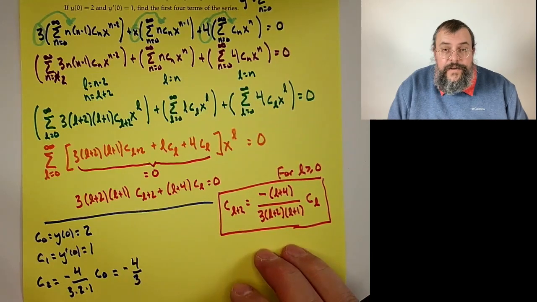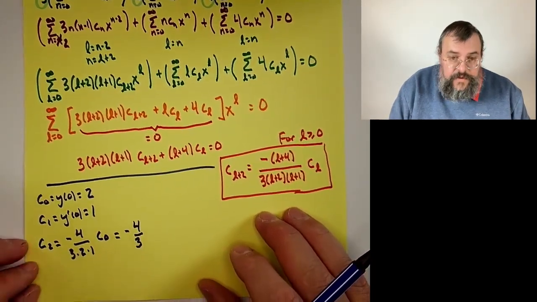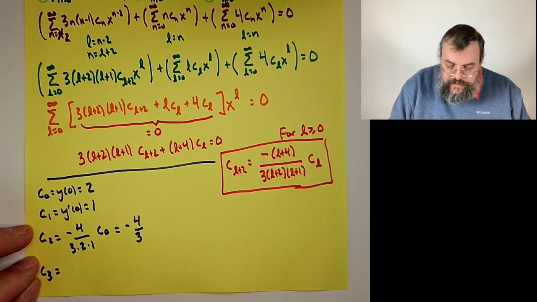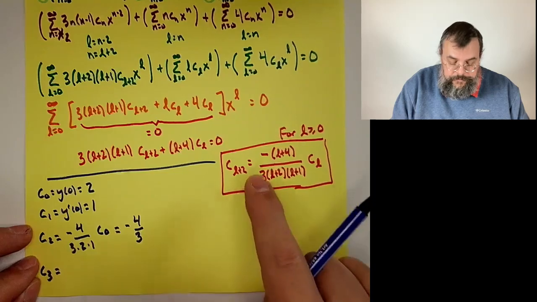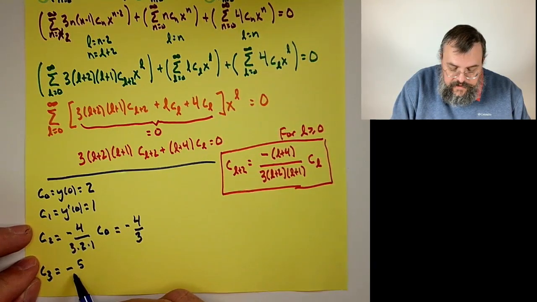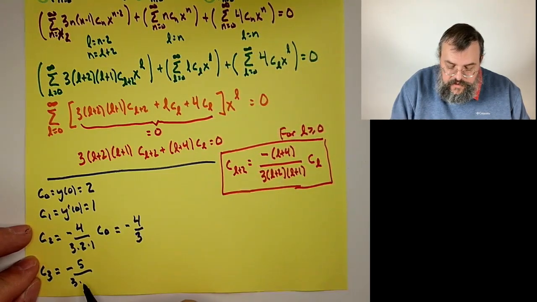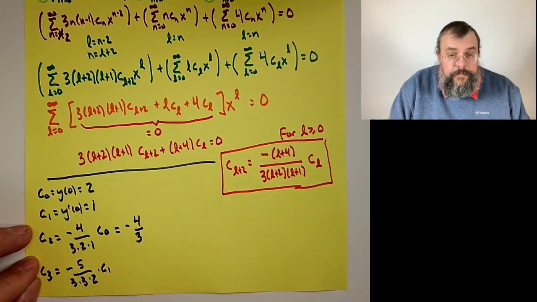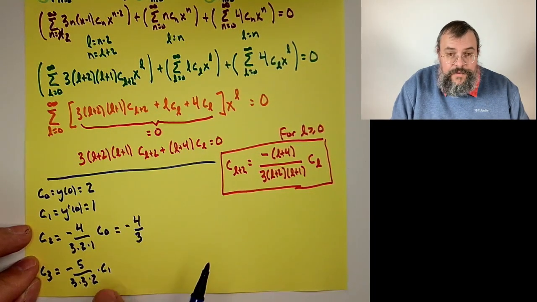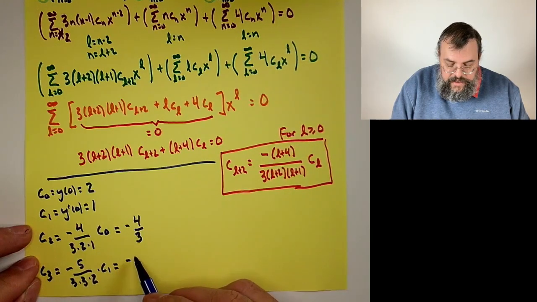All right, great. Well, a little space left. That should be enough. We can get C3. Now that would be plug in L equals 1. So 1 plus 4 means 5. Then we have 3 times 1 plus 2 is 3, 1 plus 1 is 2, and then times C1. But we know C1 is 1. So it's minus 5 over 3 times 2, which gives us minus 5 over 18.